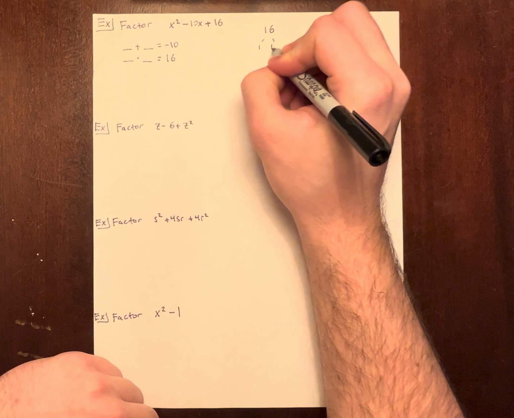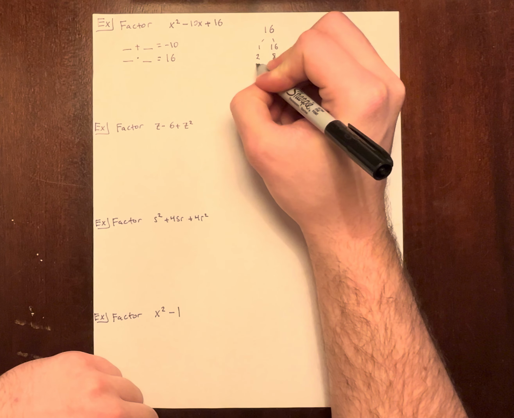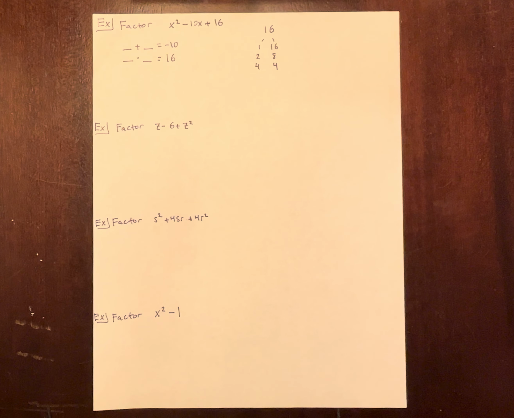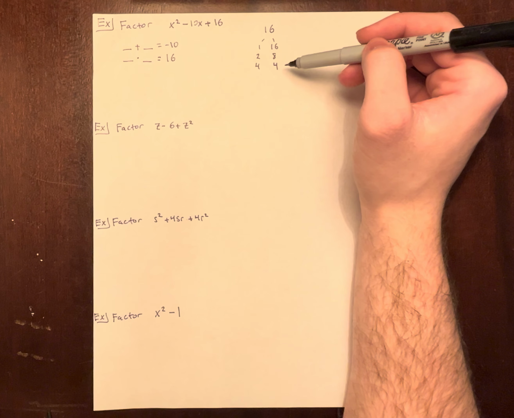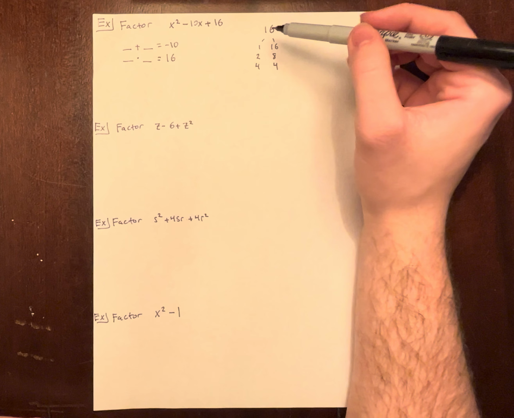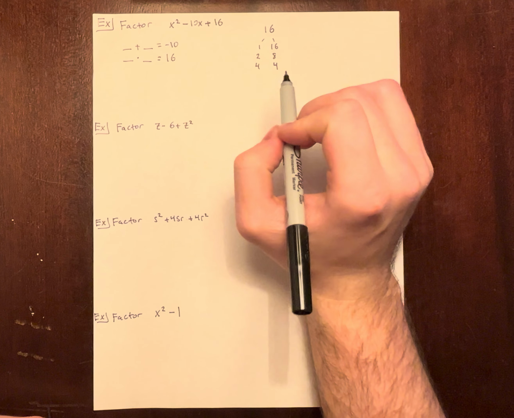So you get 1 and 16. Another set is 2 and 8, and 4 and 4. No other numbers can factor into 16, so these are all the factors of 16. And we want to pick out a set of two numbers that will also add to negative 10. And so let's check first.